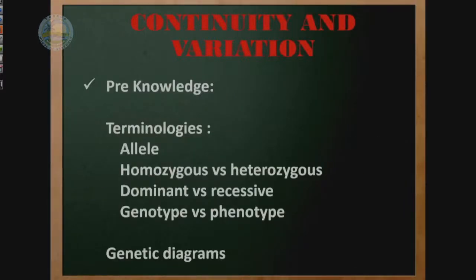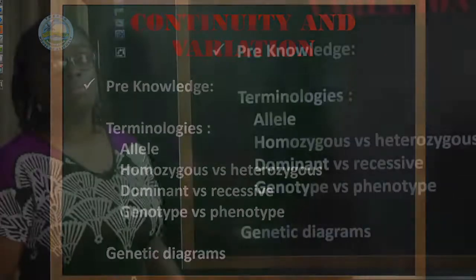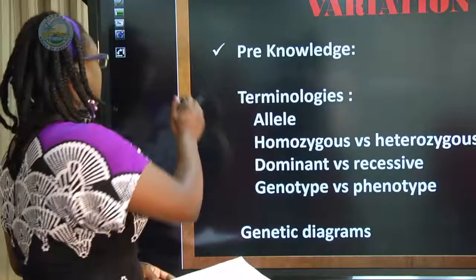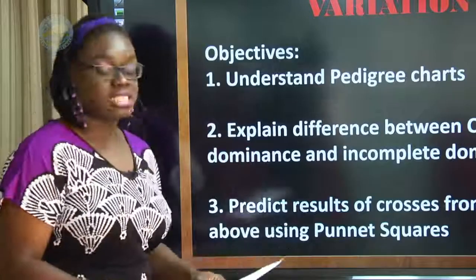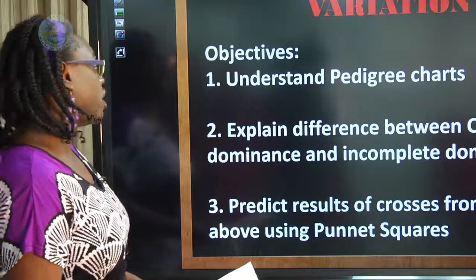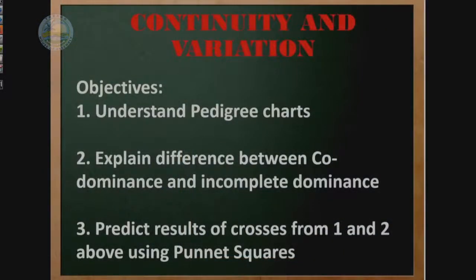Last class, we looked at terminologies like allele, homozygous versus heterozygous, dominant versus recessive, genotypes and phenotypes, and we looked at simple genetic diagrams. In today's class, we will look at understanding pedigree charts, explaining the differences between codominance and incomplete dominance, and we will predict results of crosses from 1 and 2 above using Punnett squares.